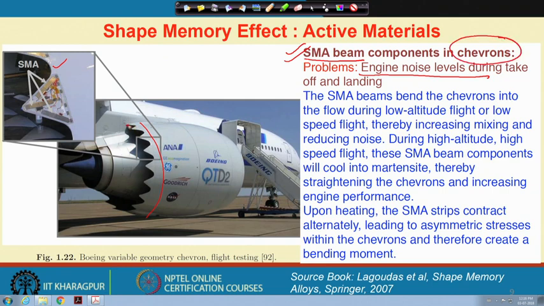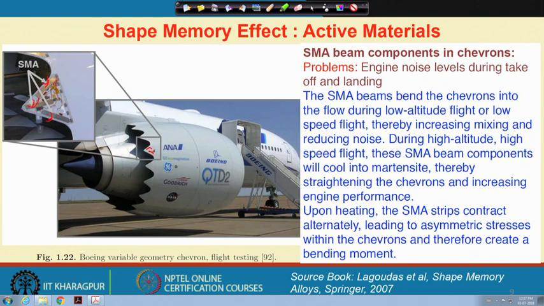So, these are the chevrons. This is a magnified view of this part, where these shape memory alloy plates are incorporated. You can have a look, this is a shape memory plate, this is also another one, this is also another one, it is sticking here actually.